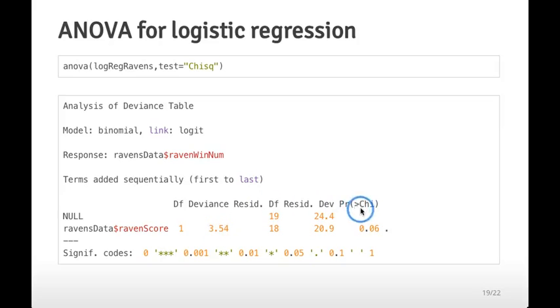But at the end of the day, you can actually calculate a p-value very similar to the p-value that you would calculate from an ANOVA table. And so what we can see here is that the Ravens score variable is very near statistical significance when we include it in an ANOVA model for the probability of a Ravens win.